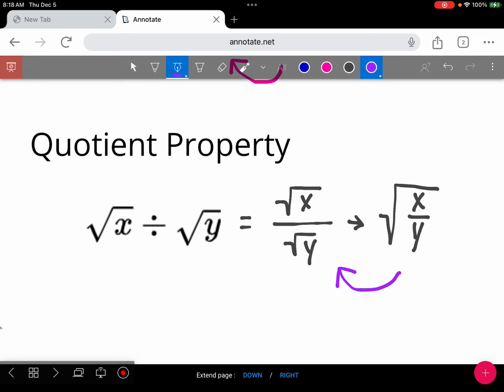Every time we have done a radical that had a fraction in it, we've used the quotient property. We just hadn't given it a name. And I'm never going to ask you to cite the name. You don't have to write a proof saying because of the product property, I can do this.